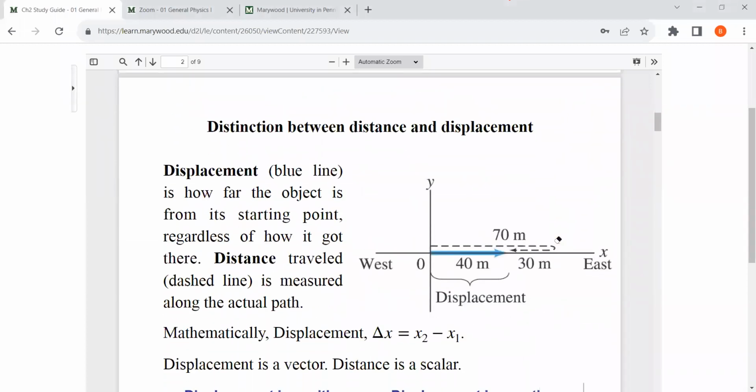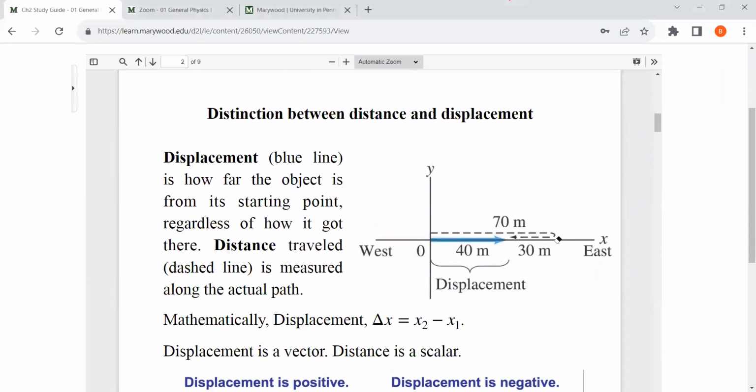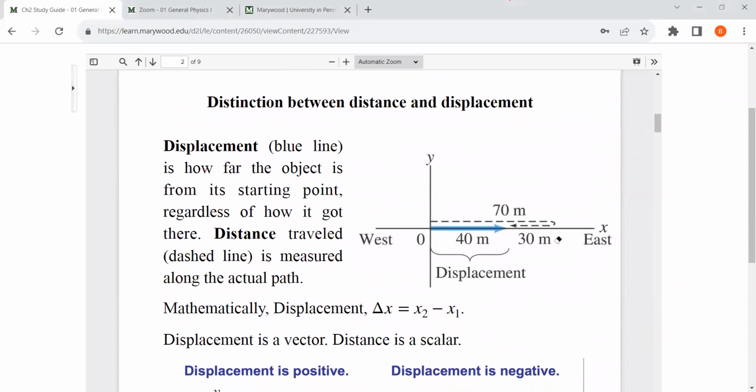All right, so here we are going to learn about two things in this slide. One is distance, another is displacement. Okay, so distance and displacement. To understand what is distance and what is displacement and what is the difference between these two quantities, let's consider this picture.